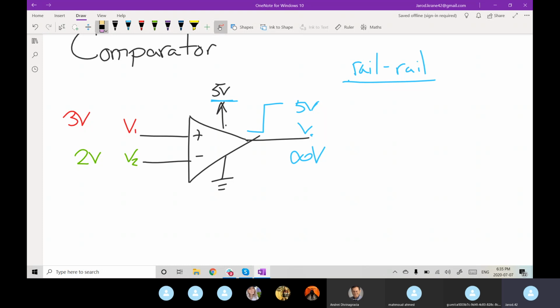And we can see... Hello? And if we were 2 volts to the non-inverting and 3 volts.